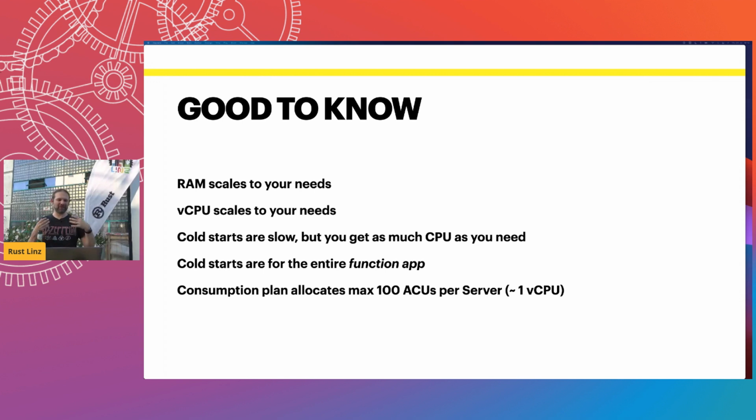just as much as you need. With the consumption-based plan, it scales up to one vCPU. If you have premium plans, you can have up to 4 or 5 or something. It's hidden in a number that's called Azure Computing Unit. And what I found out by Googling a lot is that 100 ACUs roughly are equivalent to one virtual CPU. Cold starts can be slow, but then again, since you have as much CPU as you need, those reruns can be very, very fast, and those initial runs can be very, very fast. And cold starts are for the entire function app.